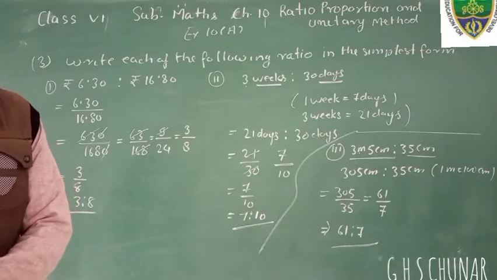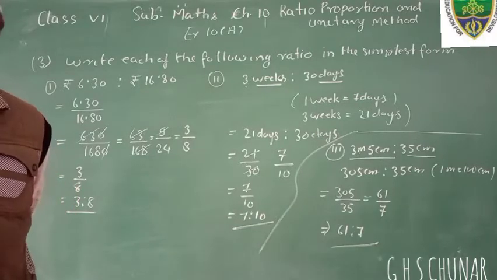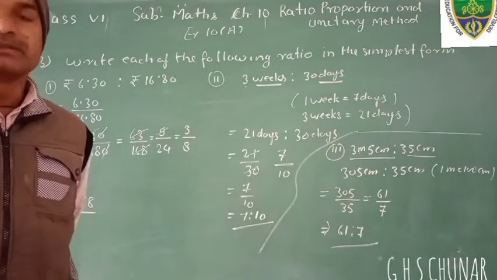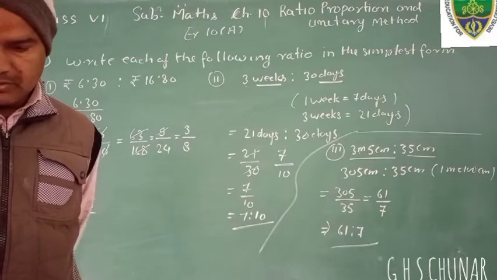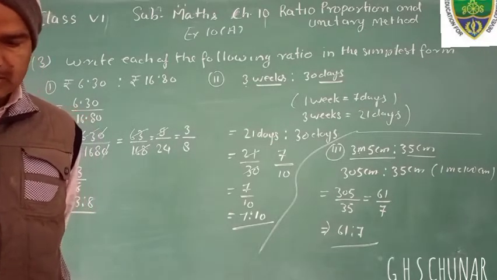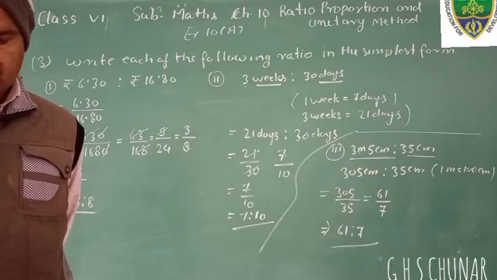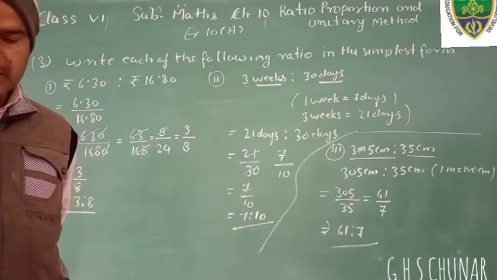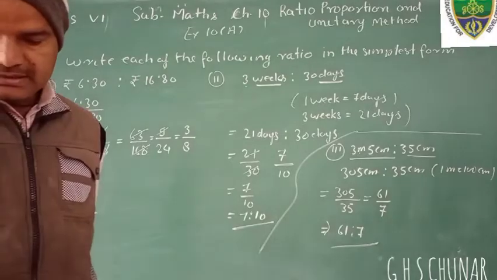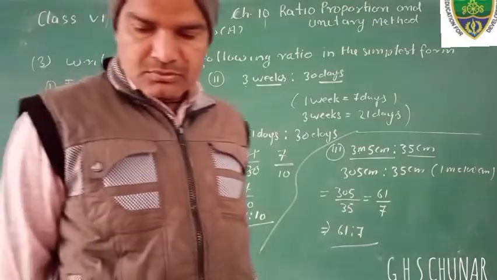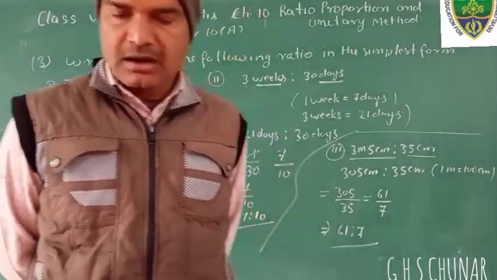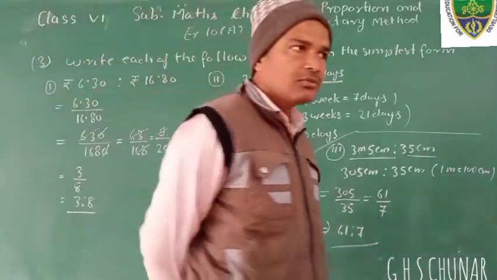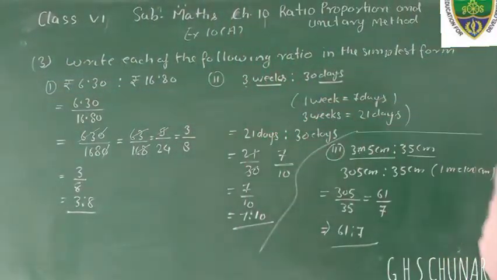So you will solve all of the questions of question number 3 this way. First you convert them into the same unit. In question 4, minute and hour, then you convert them into minutes. In the fifth, liter and milliliter, then you convert liter into milliliter. And in the sixth, kg and gram, so you convert them into gram. Okay, then you simplify them. Okay, note it.